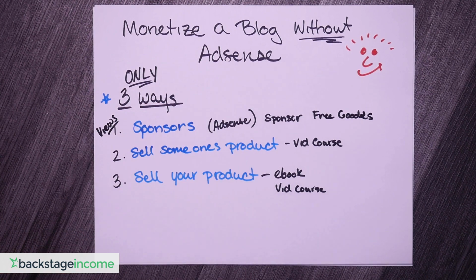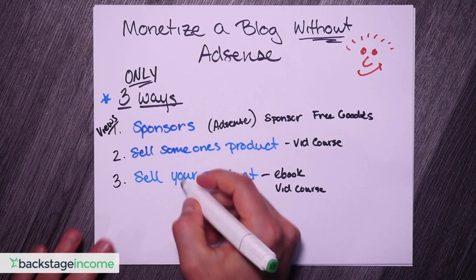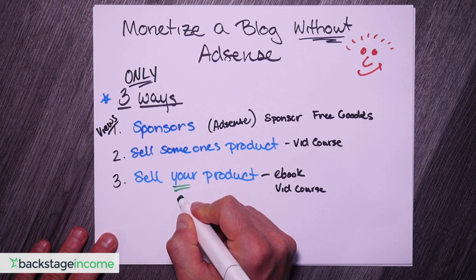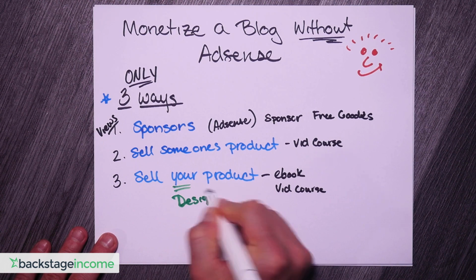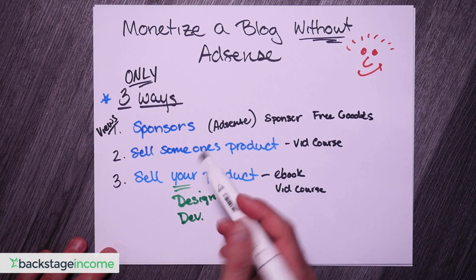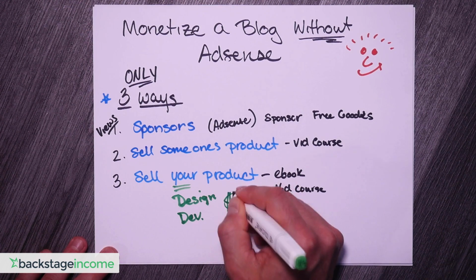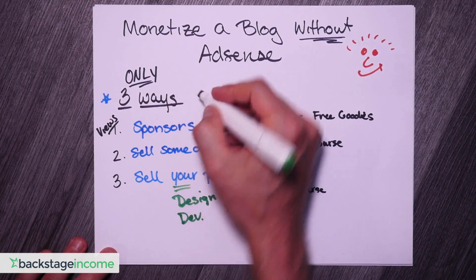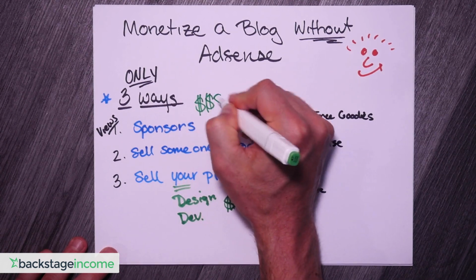Okay. So I would say the most difficult form is to create your own product because you know there's a lot of design and development that has to happen to make it work, but it pays the most money. Okay. The other approach is really to go with the sponsorships. This is the easiest approach. This is what most people start with.